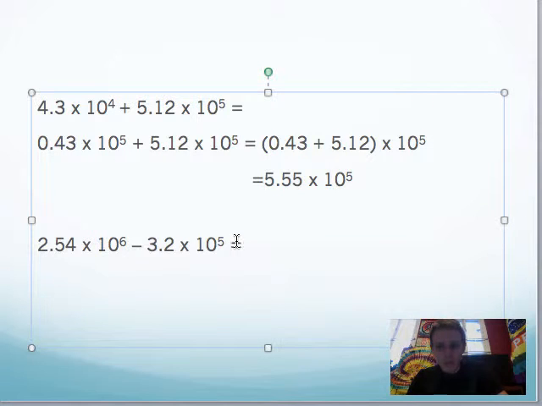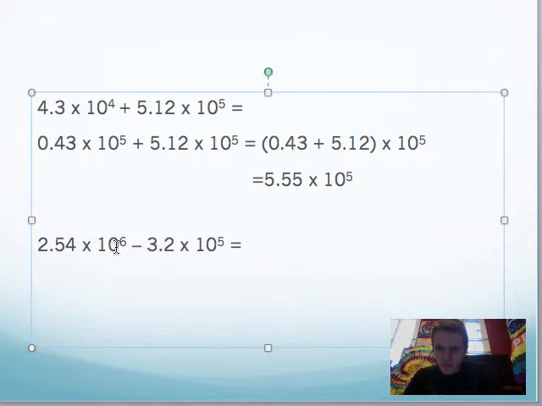Might be a good opportunity to try this one on your own. Pause this video. Try this example on your own. See if you could subtract those two numbers using the same rules we just discussed. Once you start this video up again, I'll work through the solution with you, and then you'll have those few practice problems to do on the back. Alright, so hopefully you paused it and tried this one on your own.